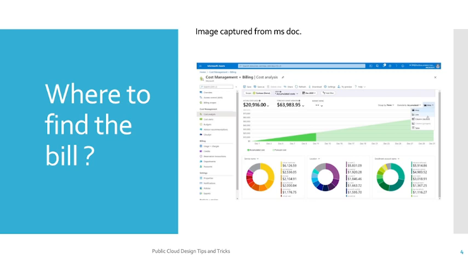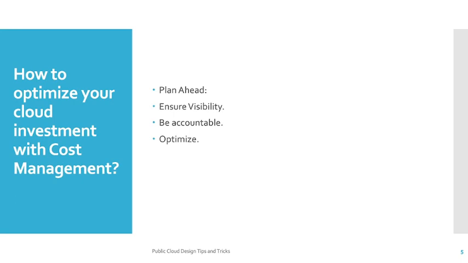I just captured this image from the Microsoft portal. I highly recommend you go to the portal and the Microsoft docs and you can find this information. I have extracted it from the Microsoft document so that I can explain it. Now, how to optimize your cloud investment with cost management. The 4 pillars are plan ahead, ensure visibility, be accountable and optimize.